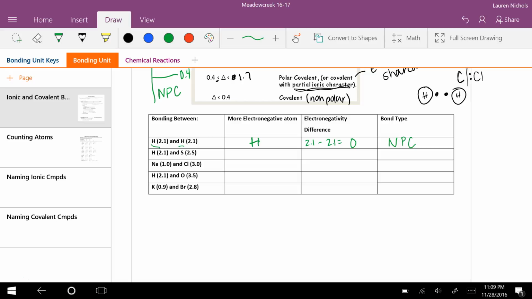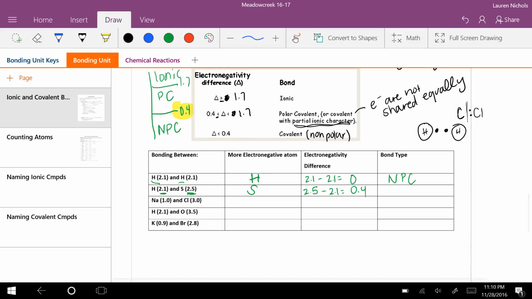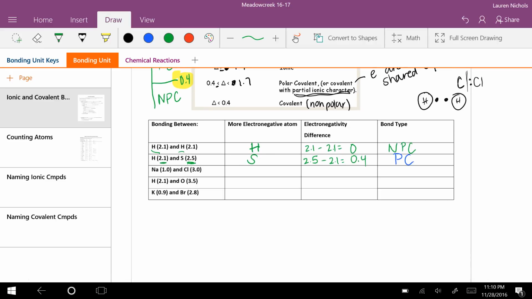But if we look at the second one, hydrogen and sulfur, we know that sulfur is going to be my more electronegative atom. It's got a value of 2.5, whereas hydrogen is just 2.1. So if we do our electronegativity, 2.5 minus 2.1 is going to give me 0.4. Now 0.4 is exactly on the line here, right? Exactly on the line. And 0.4 is going to be polar covalent there. You always go for the one above it. So 0.4 will be polar covalent.